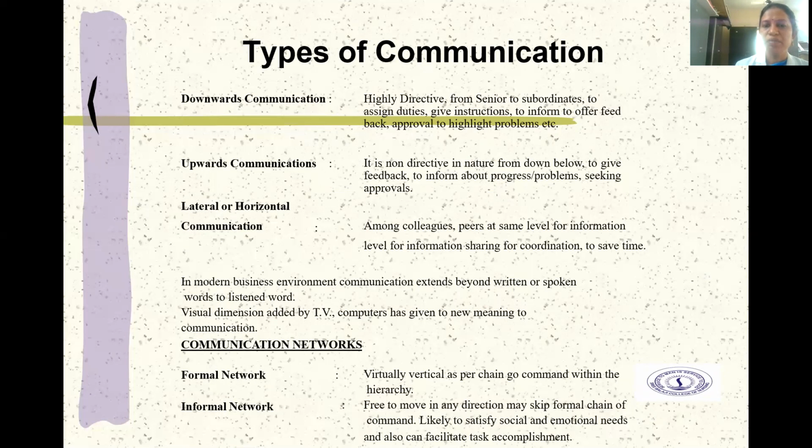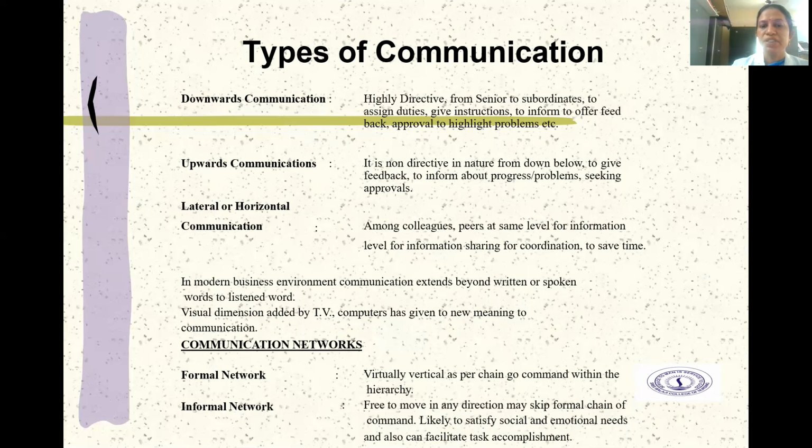In modern business environment, communication will extend beyond written or spoken word to listening to words. Visual dimension added by TV, computer has given a new meaning to communication. So we see news on a TV, we hear news on radio, then we hear a lot of songs, then we see serials and other pictures, movies on the TV. All those are very good examples of communication. So the media, social media is a very good medium of communication because they are giving some information. They are entertaining us through communication.